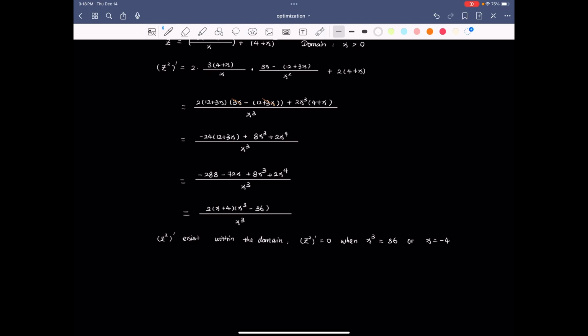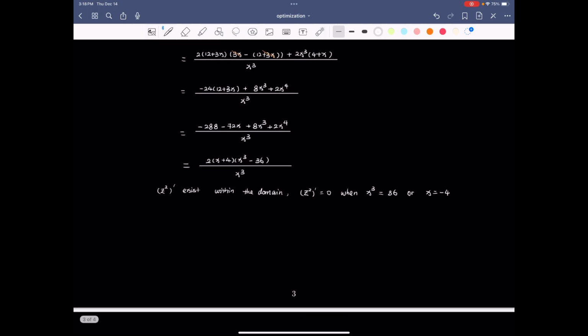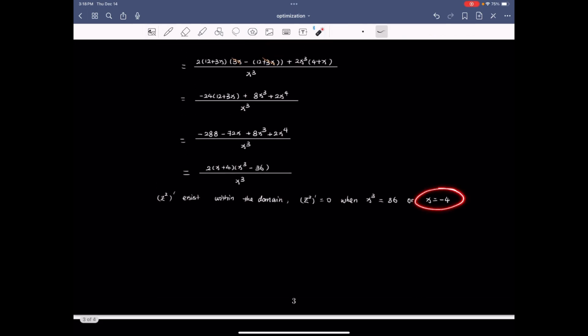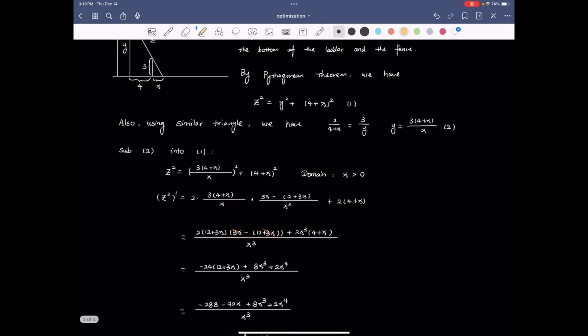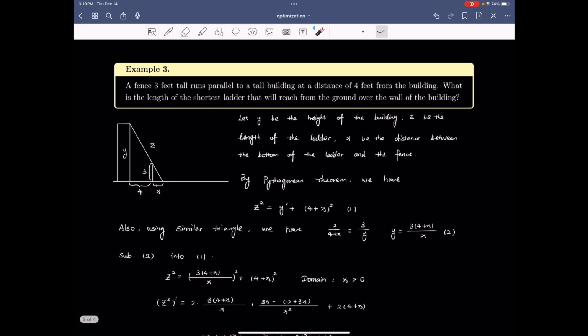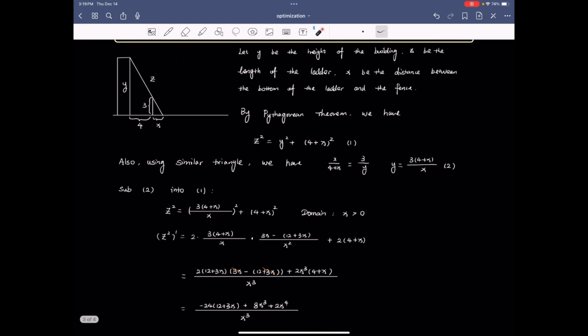Okay, but this one we have to discard because we know that x has to be greater than 0, so we can remove it because it's not in the domain. Right, so the only thing we got is actually x equals the cube root of 36. Now, this is my critical point. I need to check if this value would minimize my z squared or z, right?